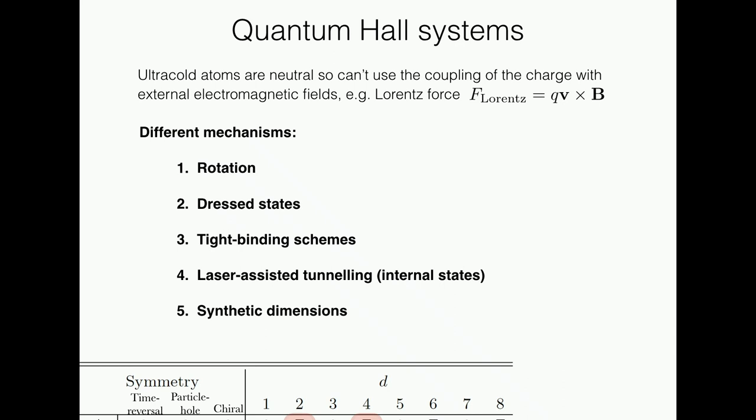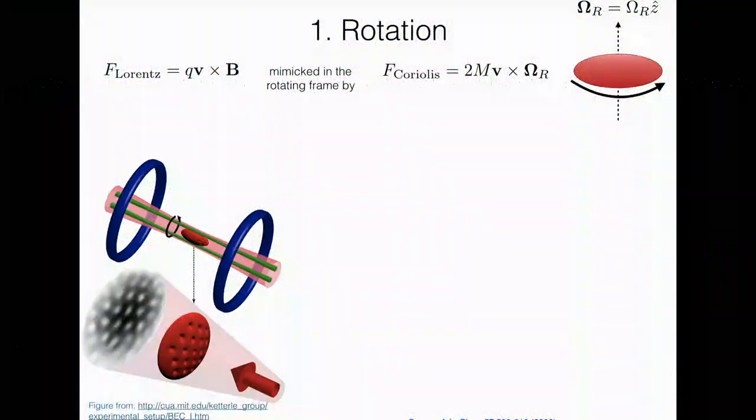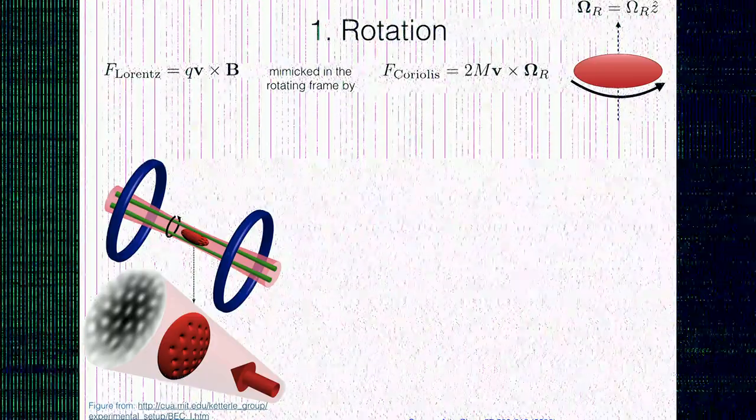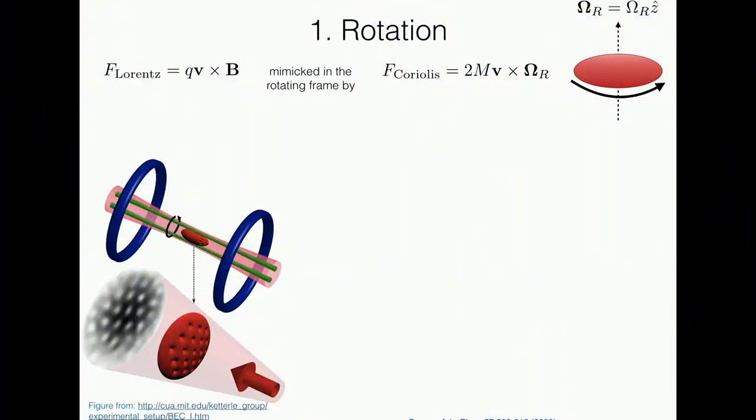Okay, so we need to be a bit more clever, and we need to figure out analogous ways to break time reversal symmetry. And this is really where the field of artificial magnetic fields started, with the first idea of rotation. And this is based on a very simple analogy, which is that if you apply a magnetic field, or you rotate a system and look at how that system behaves in the rotating frame, you get the same sort of physics. So in particular, if you look at the form of the Coriolis force that you see in a rotating frame, it is a velocity crossed with the rotation. And that looks just like the Lorentz force, which is a velocity crossed with a magnetic field.